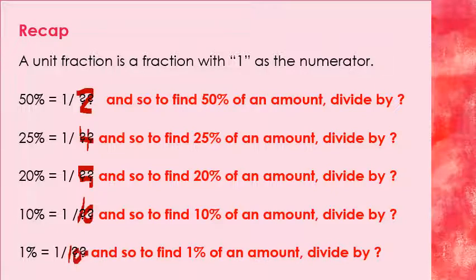And so we used that information to figure out that if we were trying to find 50% of a number, we would divide by 2. We would divide by the denominator. If we were trying to find 25% of an amount, we would divide by 4, because 4 was the denominator. If we were trying to find 20%, it would have to divide by 5, because 5 was the denominator of a fifth. If we were trying to find 10%, it was 1/10, so we'd have to divide by 10. And if we're trying to find 1%, we'd have to divide by 100 because it was 1/100th.